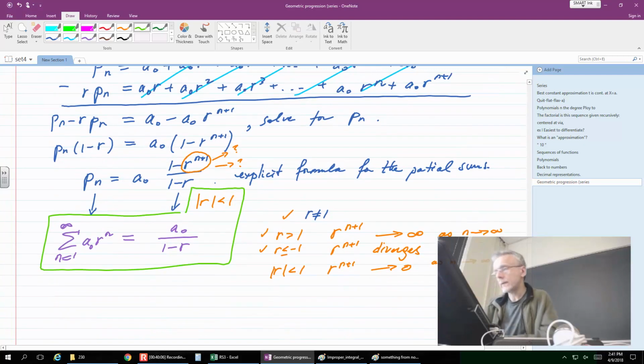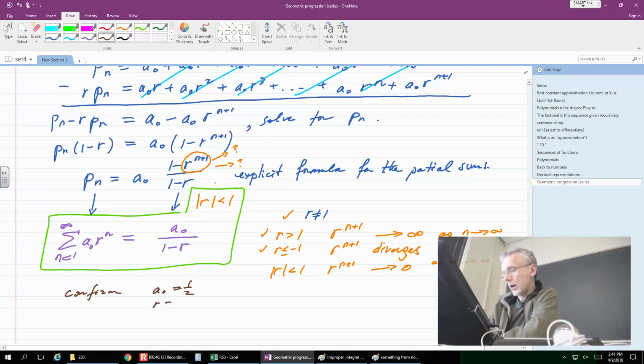And we can confirm that if A naught is equal to 1/2 and R is equal to 1/2, that is the previous example. Then what do we have? The sum is equal to 1/2 divided by 1 minus 1/2, which is 1. So it adds up to 1.